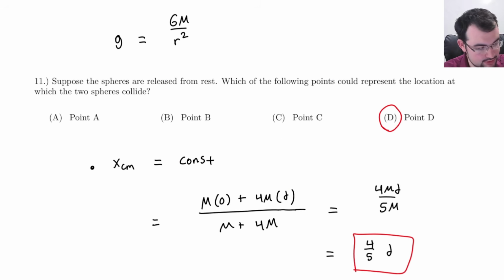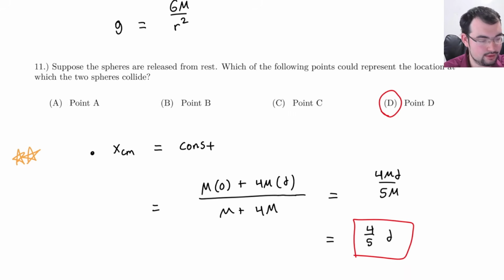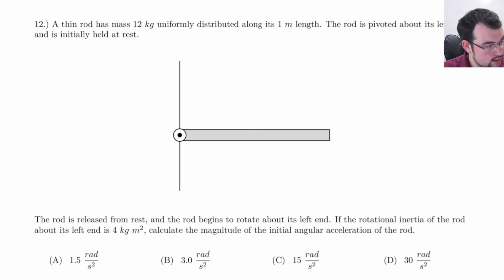I also thought this was level 2 because you had to know the center of mass thing and you had to do a bit of deriving. A thin rod has mass 12 kilograms, uniformly distributed. The rod is pivoted about its left end and initially held at rest. We let it go, and the rod rotates. We give you the rotational inertia of the rod about the pivot, and we want the angular acceleration magnitude.